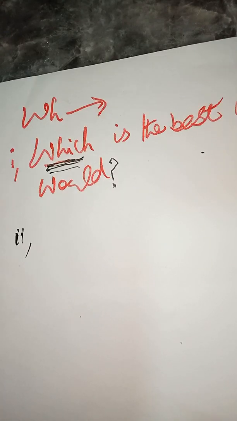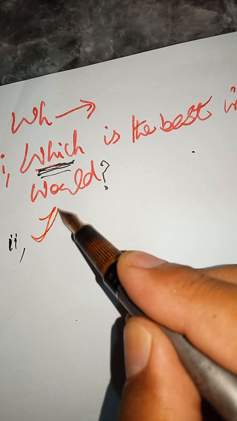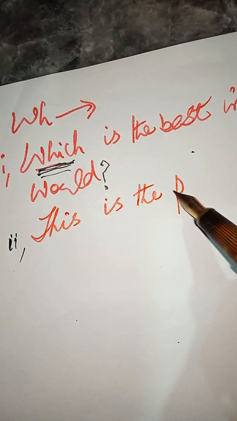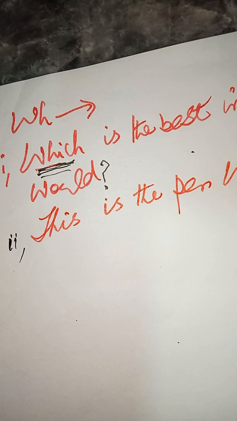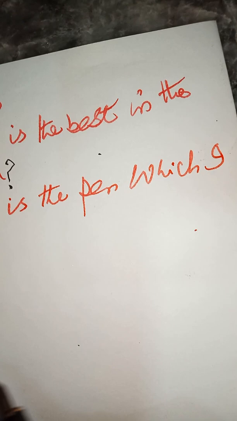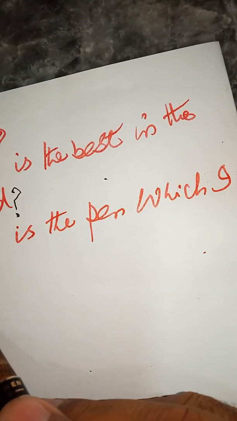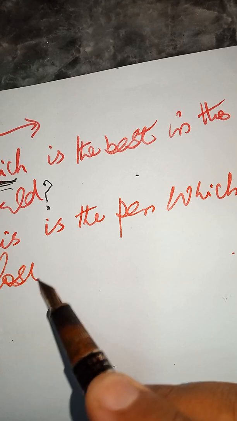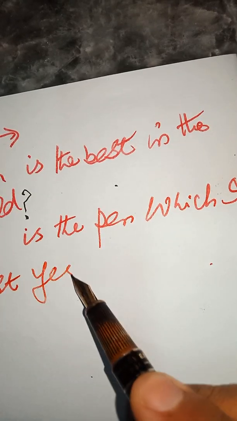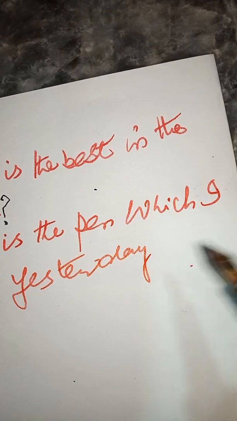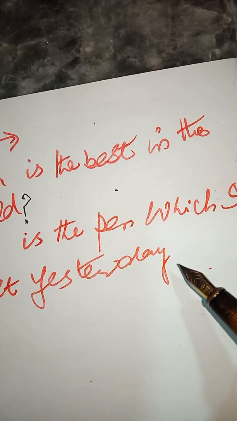The other example is that this is a pen. This is the pen. The pen which I lost. This is the pen which I lost yesterday. Now this is a pen which I lost yesterday.